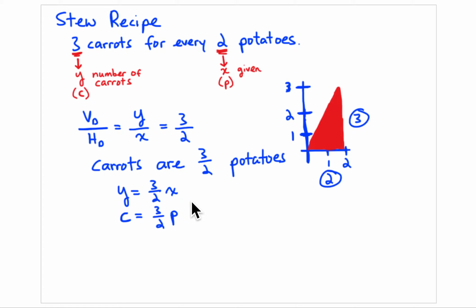And so you start to write the equation based on that information, and you just say it. The number of carrots is 3 halves the number of potatoes. So the number of carrots, which is the value along the vertical direction, the y-axis, is 3 halves the number of potatoes that you have, which is the value along the x-axis or in the horizontal direction. So you just read it this way: the number of carrots, y, is 3 halves times the number of potatoes.